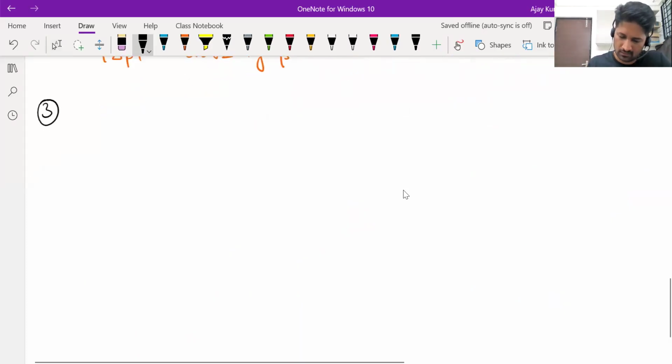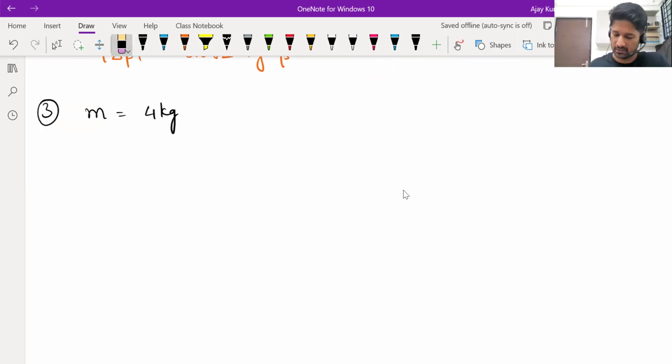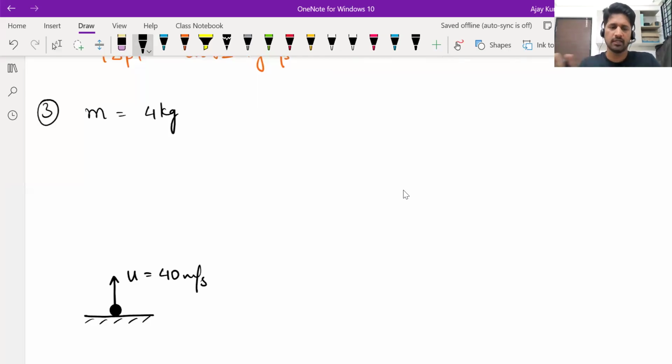Another question. Suppose the object's mass is some 4 kg. Let's include motion under gravity now. Assume the object is projected vertically upward with a speed of some 40 meters per second. We'll only consider gravity, we'll ignore air resistance. If an object is projected upward with a speed of 40 meters per second, what is its time of flight?